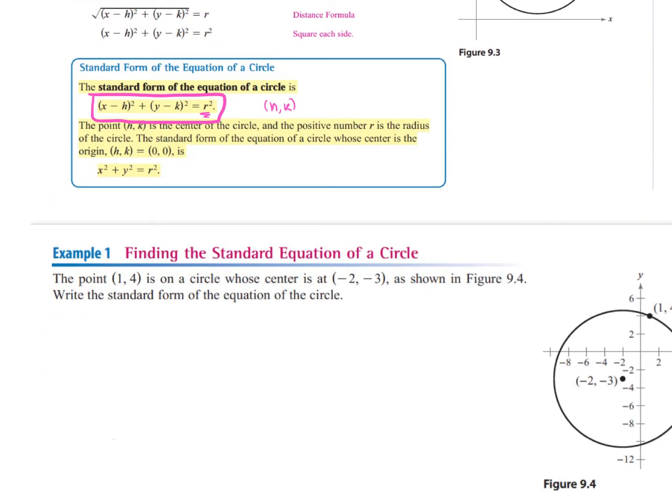So let's look at example 1. The point (1, 4) is on a circle whose center is at (-2, -3), as shown in figure 9.4. Write the standard form of the equation of the circle. So we're going to use our equation up here and plug in what we have. (x - h)² + (y - k)² = r².